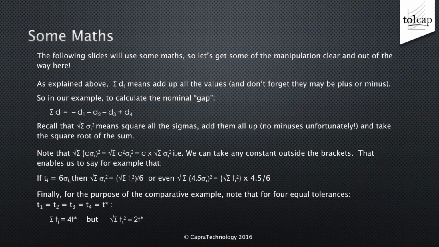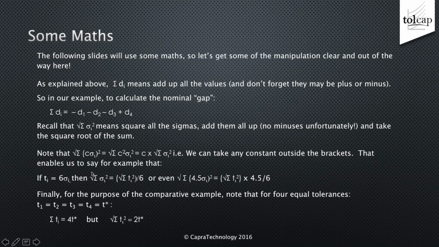The following slides will use some math, so let's get some of the manipulations clear and out of the way. As explained above, sigma di means add up all the values, and don't forget there may be plus or minus. So in our example, to calculate the normal gap, sigma di equals minus d1 minus d2 minus d3 plus d4. Recall that root big sigma squared means square all the sigmas, add them all up, no minuses unfortunately, and take the square root of the sum.